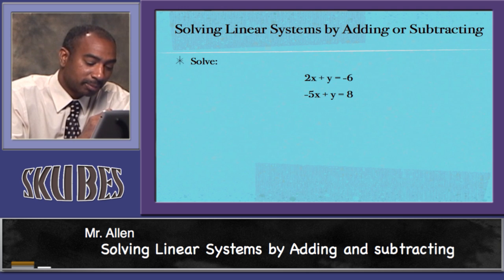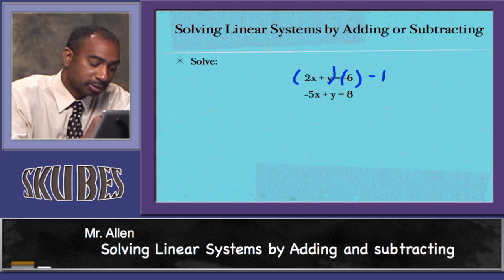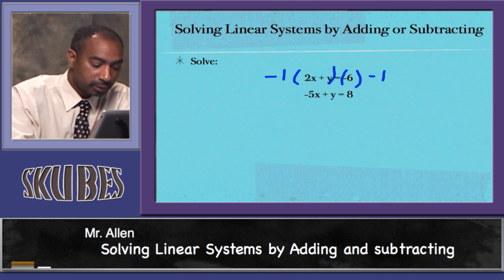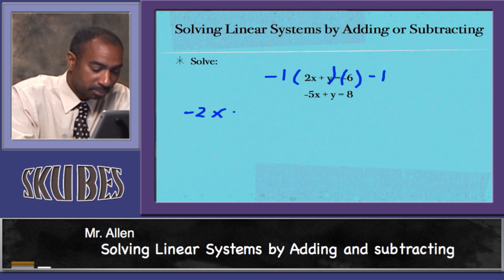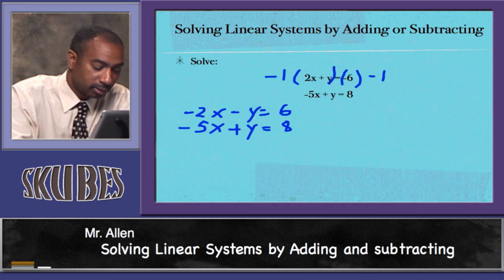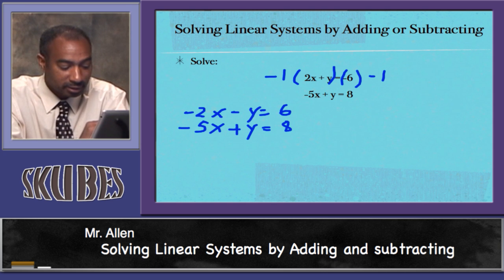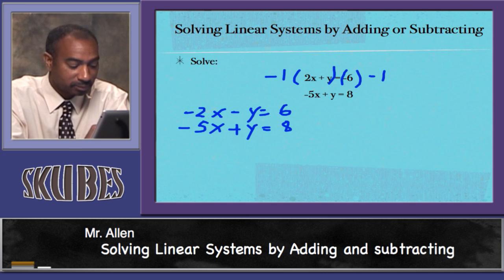You can either multiply the top or bottom equation by negative 1 in order to create an opposite. So let's say I multiply the top equation by negative 1. You have to do that to both sides. So now I'm left with negative 2x minus y equals positive 6. And now leave the bottom equation the same. So I get negative 5x plus y equals 8. And what that does is it creates opposites. I got a negative y here and a positive y.